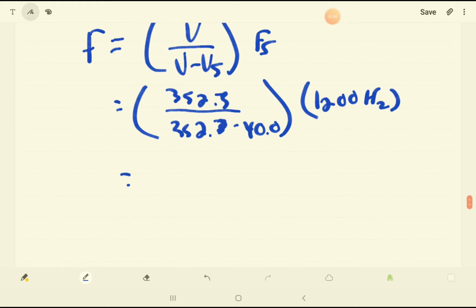Okay, again, plug this into your calculator. Make sure to be very careful while you do it. And the answer you should end up getting is about 1336 hertz. Okay, so far this should seem pretty easy. Let's go to a more challenging example.